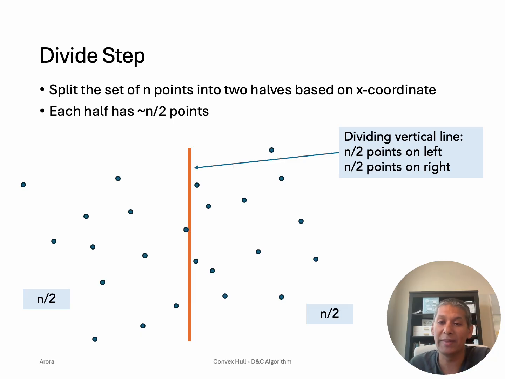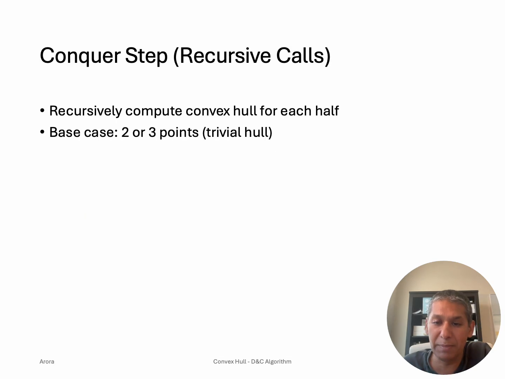And this is our divide step. We will simply look at the x coordinate of the points, find the median, and at that point we have the dividing vertical line with half the points on the left hand side and half the points on the right hand side. We can then do the conquer step, that's the recursive calls, which compute the convex hull for each half. Our base case can be that if you have only 2 points or 3 points, then you have a trivial hull. Otherwise, you keep making the recursive calls until you hit your base case.